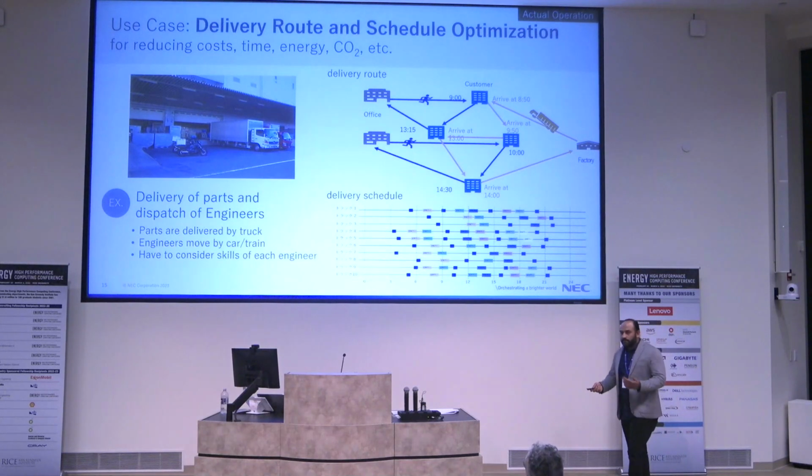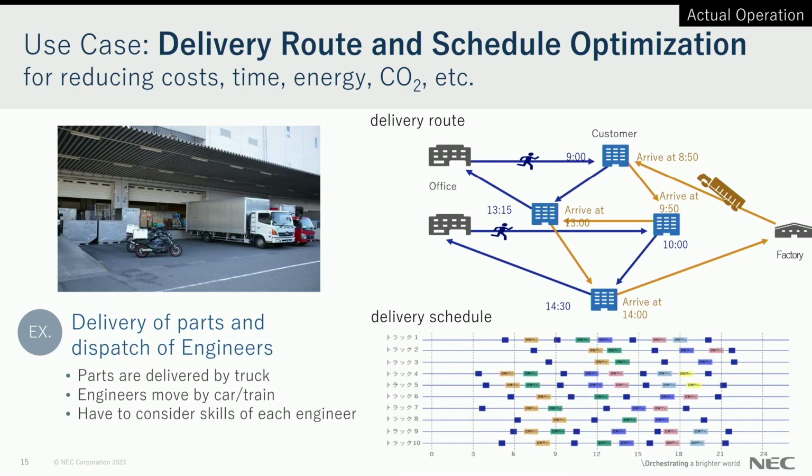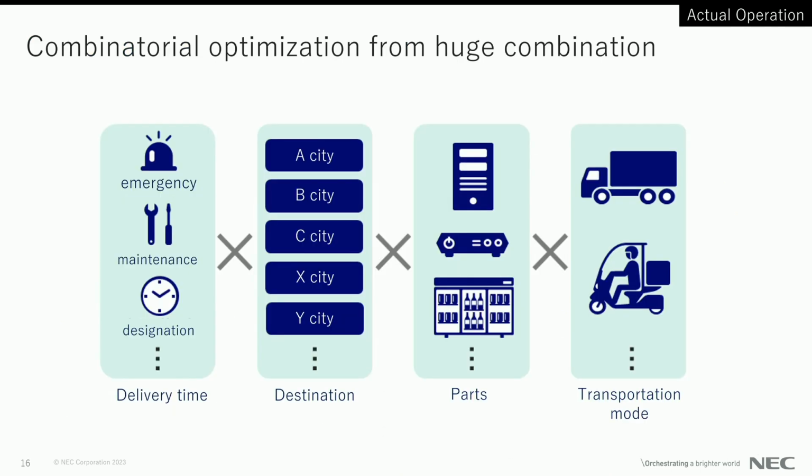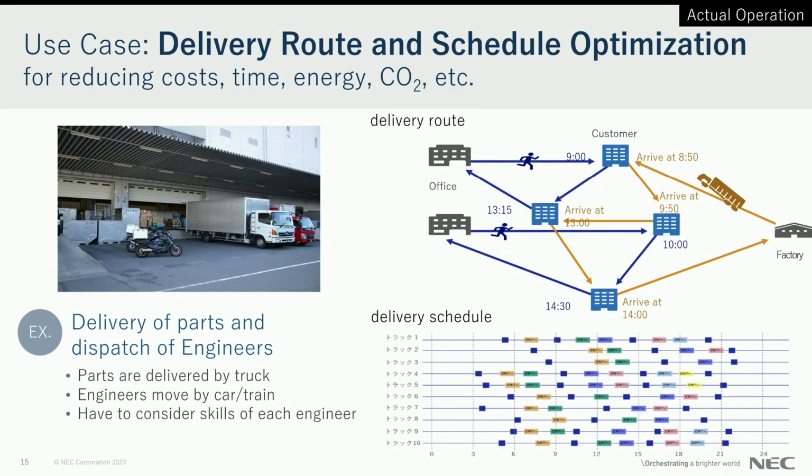So while this was some work that we are doing internally on oil and gas projects, in the last year we have some actual operations that have been deployed in Japan. There are companies in Japan that are basically using this solution. With this, you can see that the delivery of parts and dispatch of engineers has been optimized using the vector annealing solution in the real industry space.